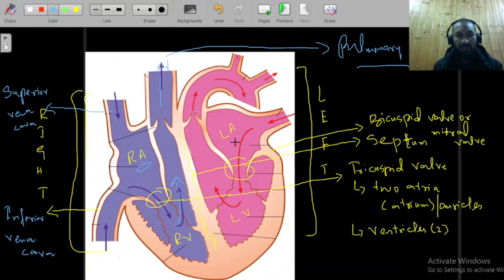I told you earlier that this septum doesn't allow the blood in the right half of your heart to go to the left half of your heart. The only way is that this blood has to be pumped to the lungs, or it has to be pumped to the body. Then it will return back to the heart, and it can go to the other half of the heart.